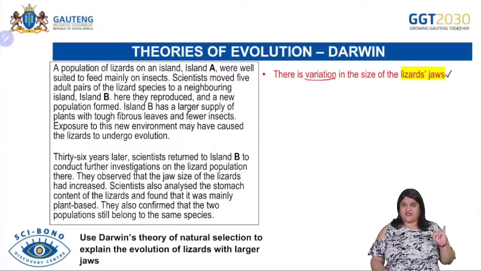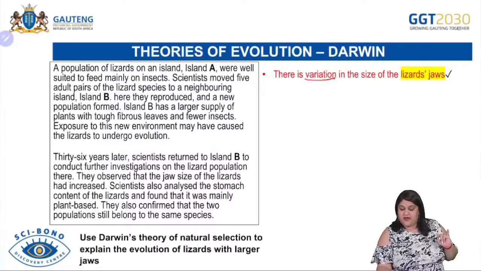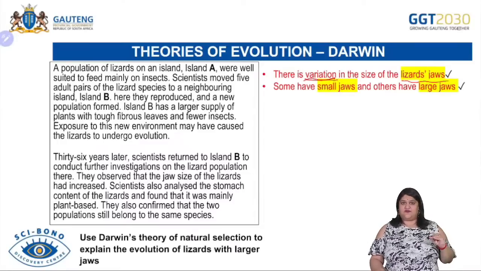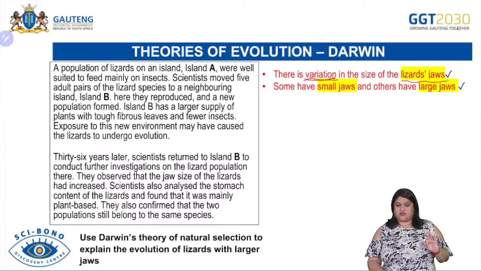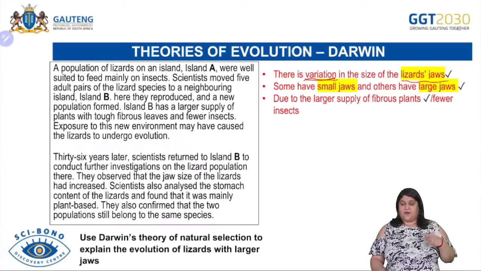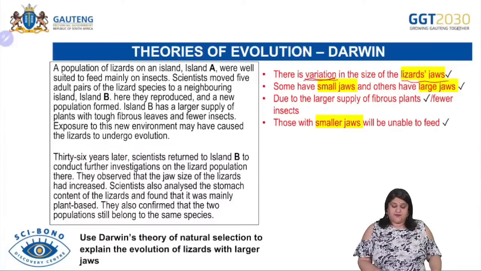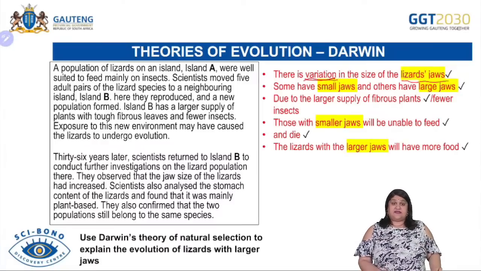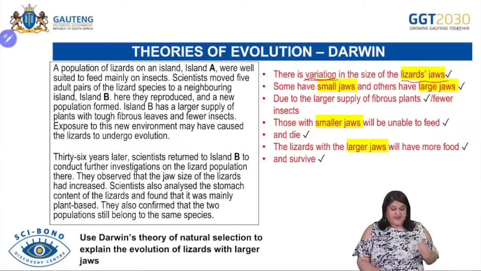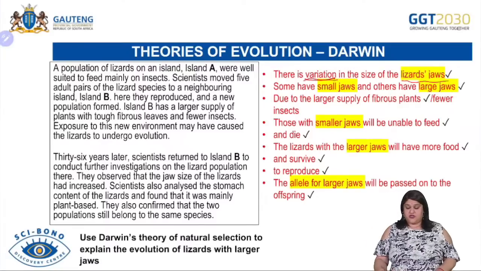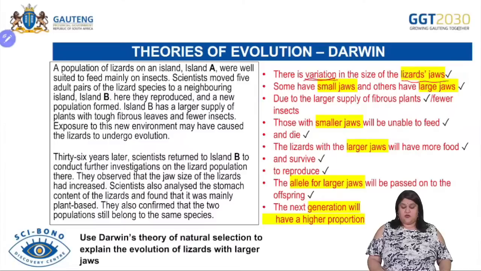Okay, so you need to know the key words for the recipe. Firstly, you mention that there's variation. Okay, you state where the variation is. In this particular case, it's the lizards' jaws. Then you state those 2 different characteristics: small jaws, large jaws, right? Then you talk about what happened, right? There was a large supply of fibrous plants, or you can say fewer insects. Those with smaller jaws will be unable to feed and they die. The lizards with the larger jaws will have more food and survive. To reproduce, the allele for larger jaws will be passed on to the offspring. The next generation will have a higher proportion of lizards with larger jaws.